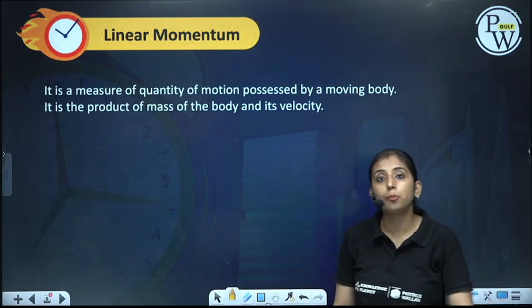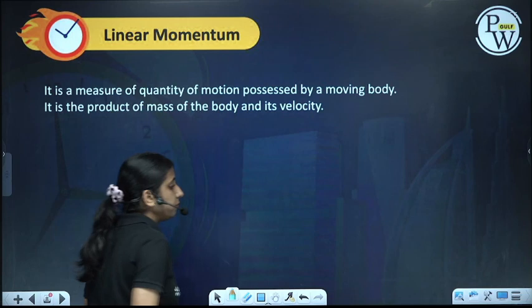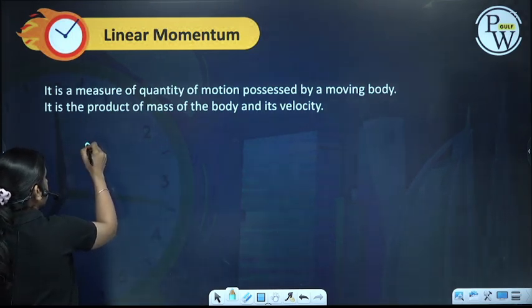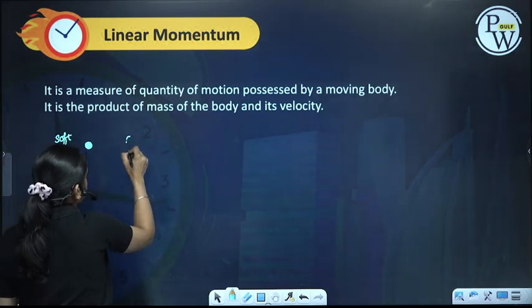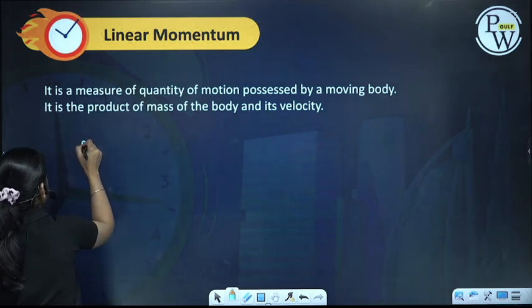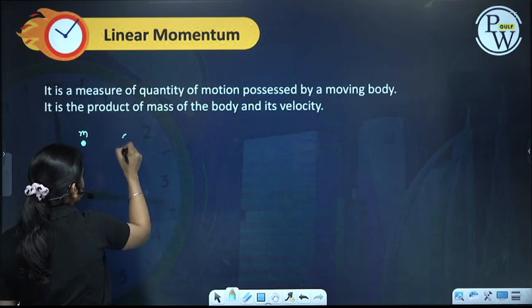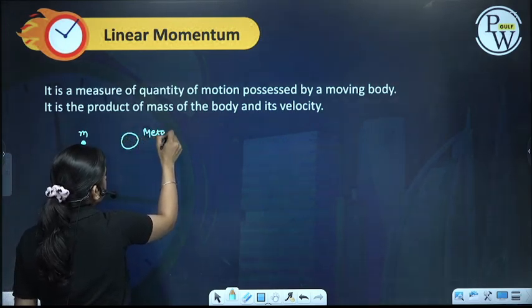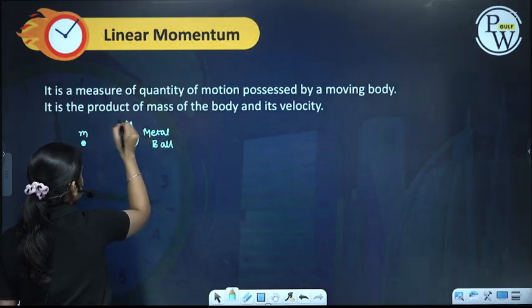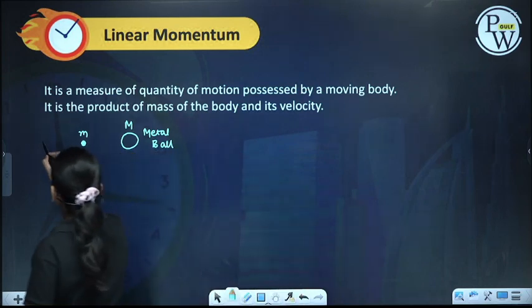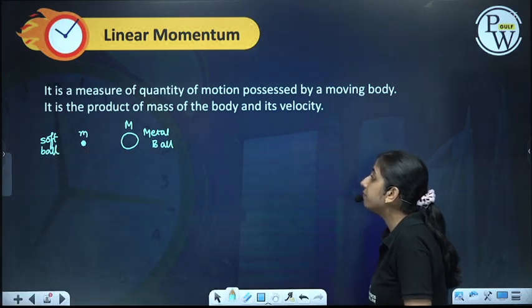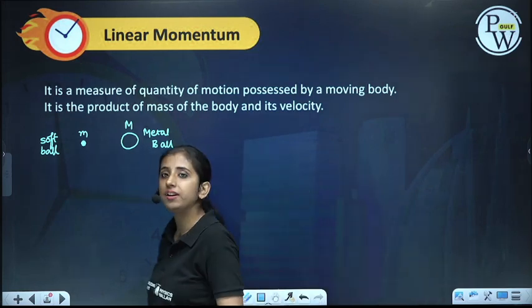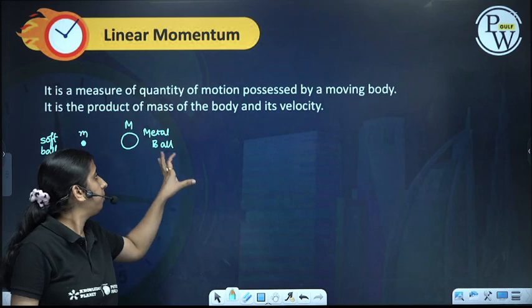Now let us see linear momentum. Before studying linear momentum, let's have two cases. I have two balls. One is a soft sponge ball, a lighter ball of small mass m, and the other is a metal ball of mass capital M. Or we can also have a metal ball of mass small m and a metal ball of mass capital M.